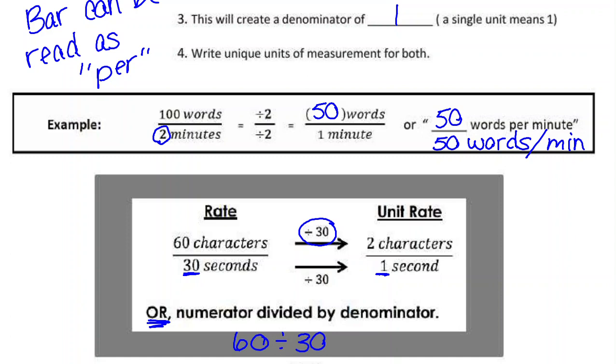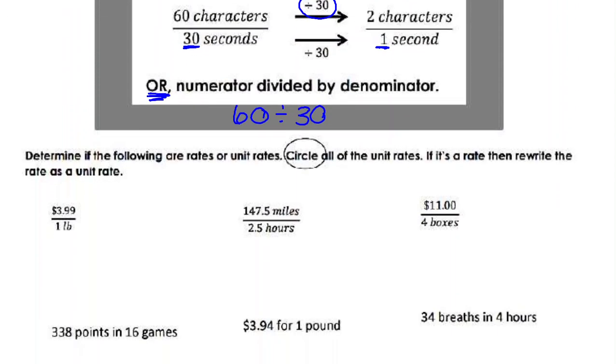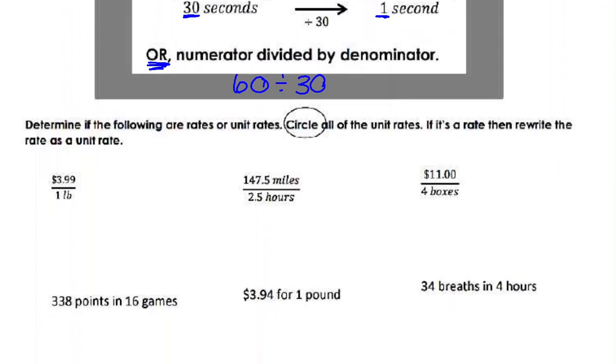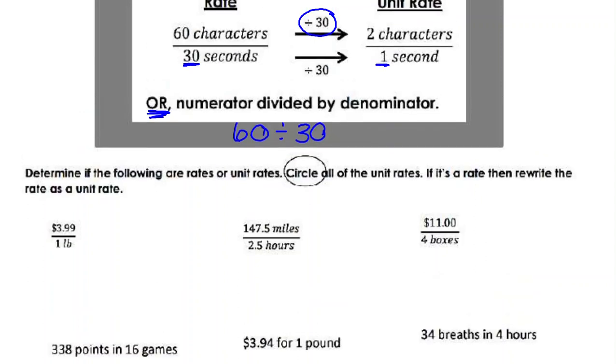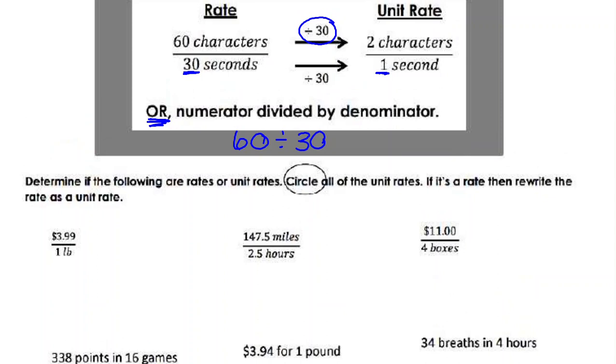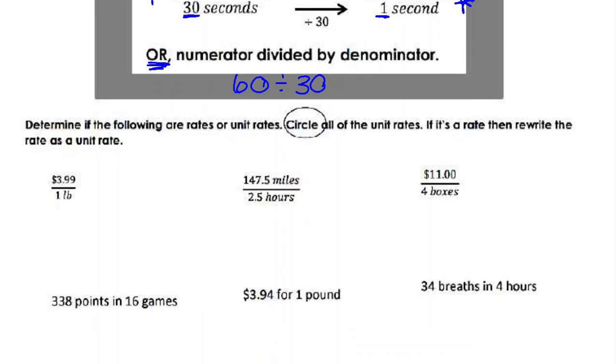So let's look at some examples, and it says determine if the following are rates or unit rates. Circle all the unit rates, and if it is a rate, then rewrite it as a unit rate. So remember, unit rates, if you look up at this little box, unit rates are the ones that have the denominator of 1, and the regular rate is one that you could simplify down. So take a second. I want you to circle the ones that are unit rates for me.